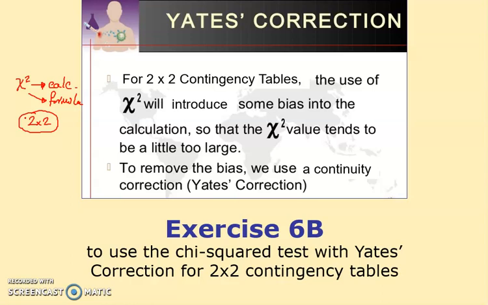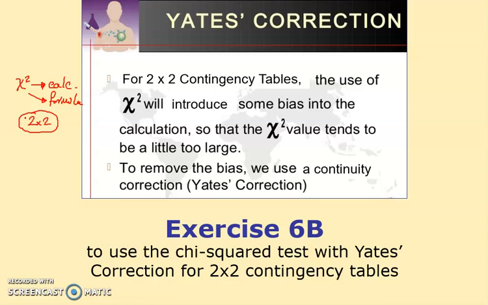You see, what it does is experience has taught us that if the value of chi-squared is too big, and again that's where the critical values come in, then we say, well, therefore there does seem to be an association there. But if it's too small, we say there's no association.